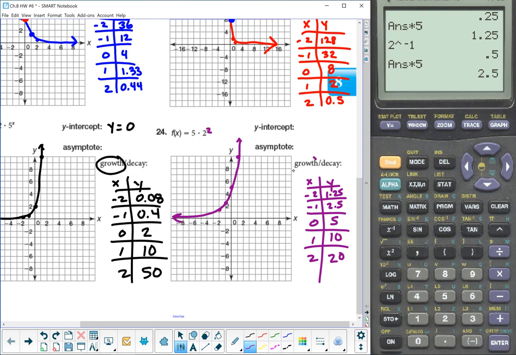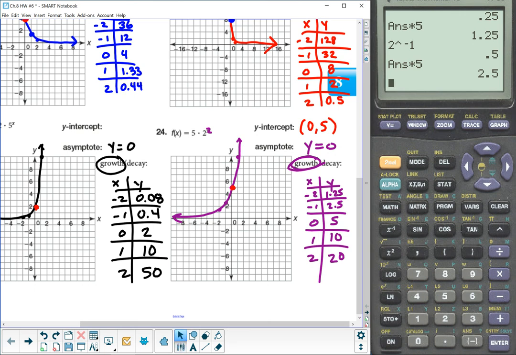Okay, this is a growth because it is growing from left to right. It's going up. The asymptote is y equals 0. Oh, then the y-intercept. I forgot this one. The y-intercept is going to be right there, which is going to be 0, 5. Okay, the y-intercept for the last one is right here, at, I got these mixed up. The y-intercept for the last problem, number 23, is going to be 0, 2. Okay, that's the first page.